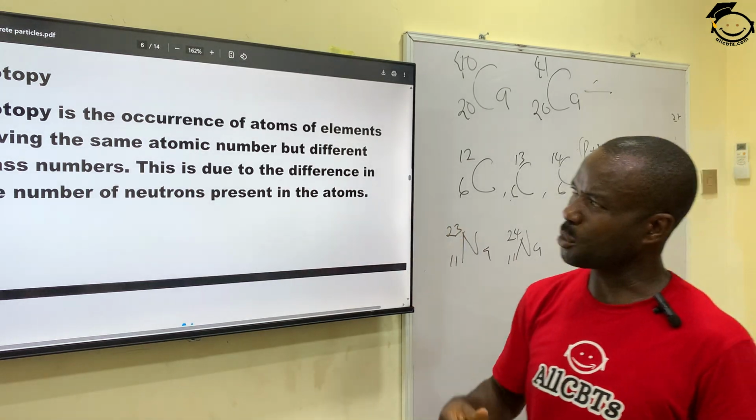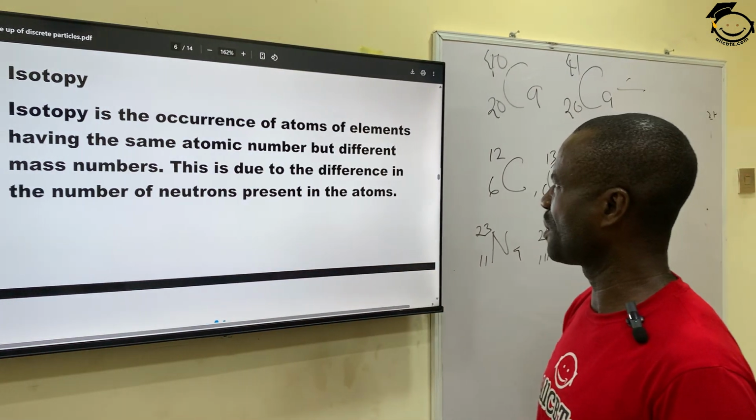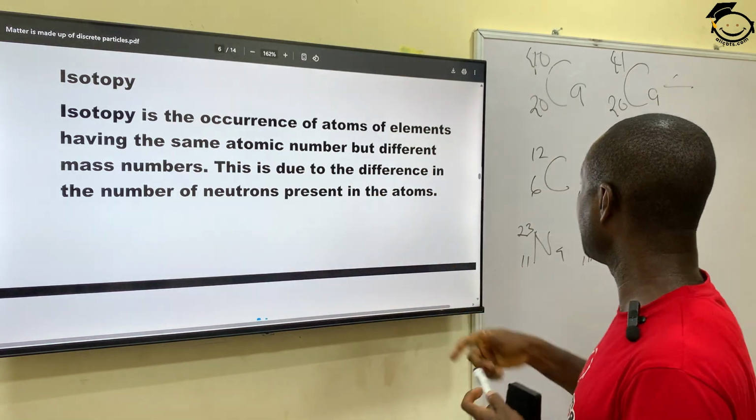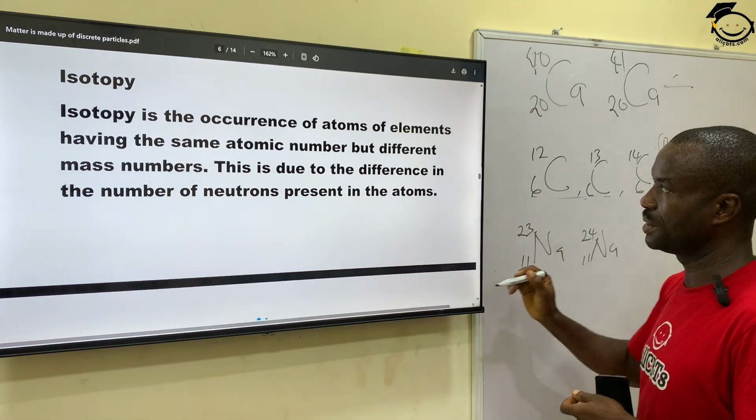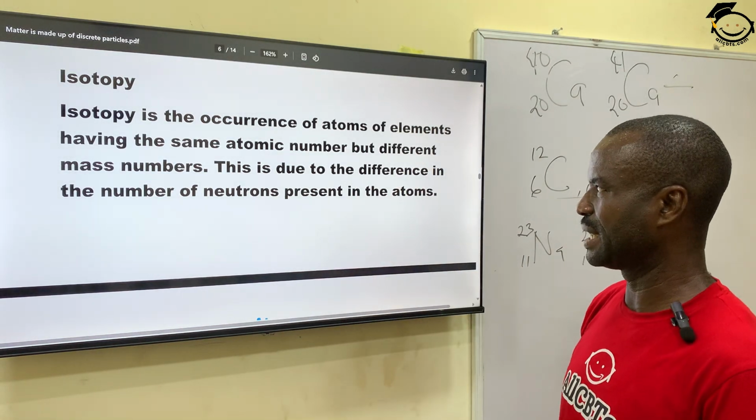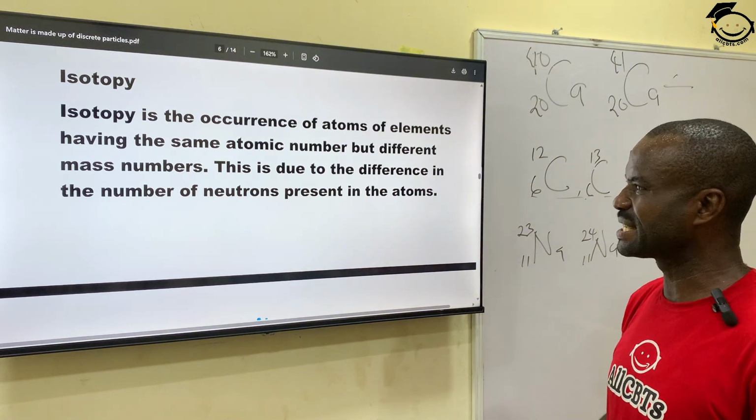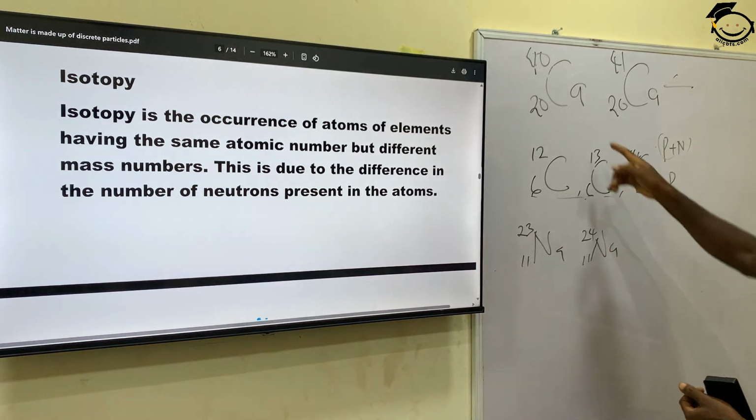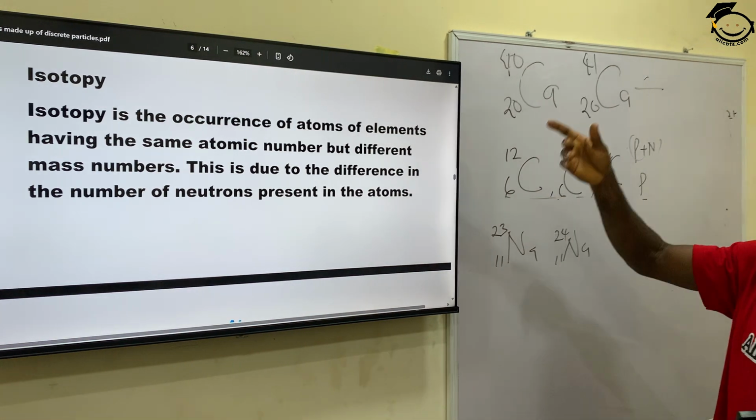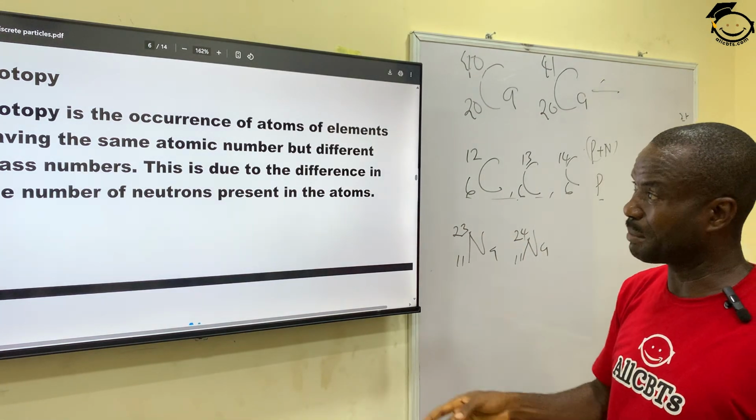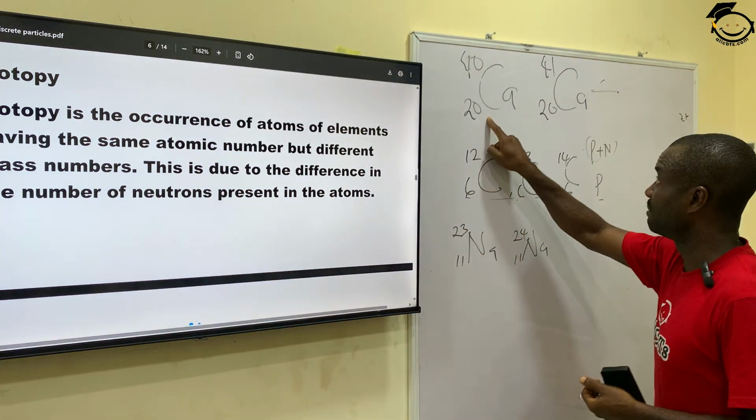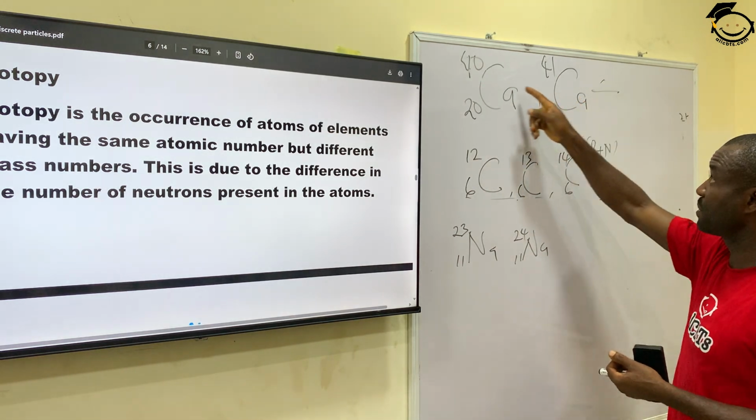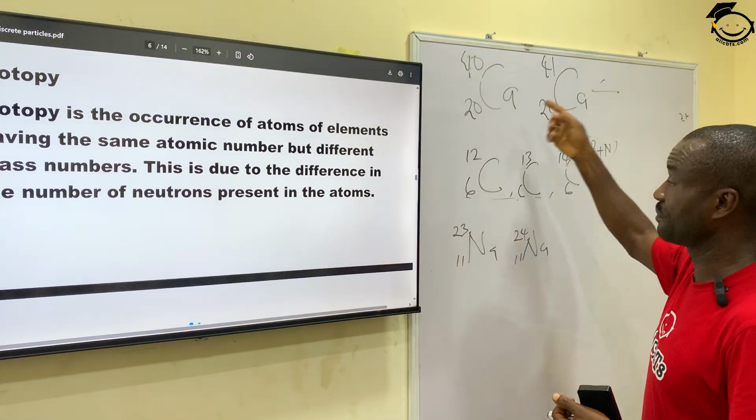Now, isotopy is the occurrence of atoms of elements, just like we said, having the same atomic number. Mind you, having the same atomic number. The atomic number is always below and the same, but different mass number. This is due to what? The differences in the number of neutrons. What actually results in these differences is that they have different neutron numbers. It is the neutron number that makes the difference between this element and this element. They are actually the same element, but with various percentage abundance of neutrons.